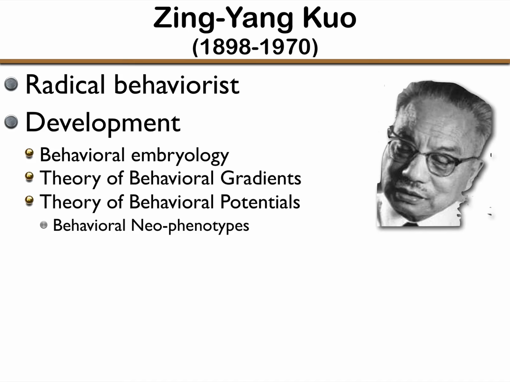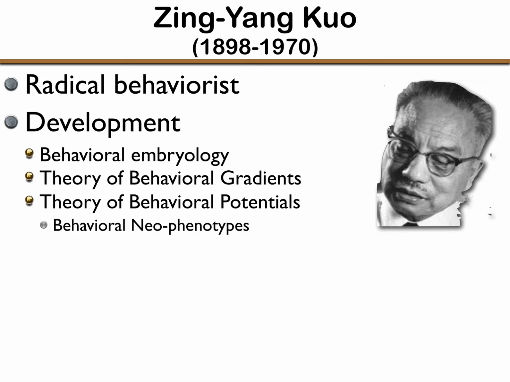He also had a theory of behavioral potentials, and a cornerstone of this theory is a term that he gave us called behavioral neophenotypes. These are potential behaviors that we are capable of exhibiting, but that, as of the current time, are not part of the species' typical repertoire.